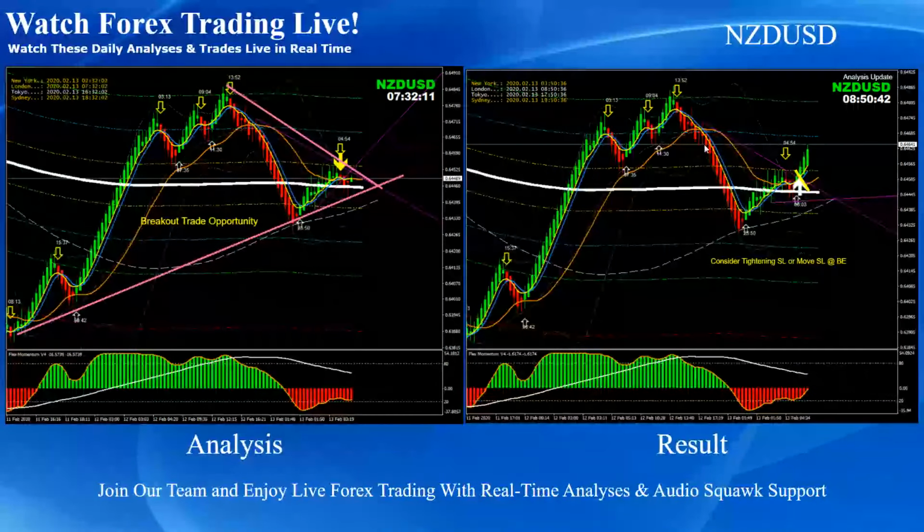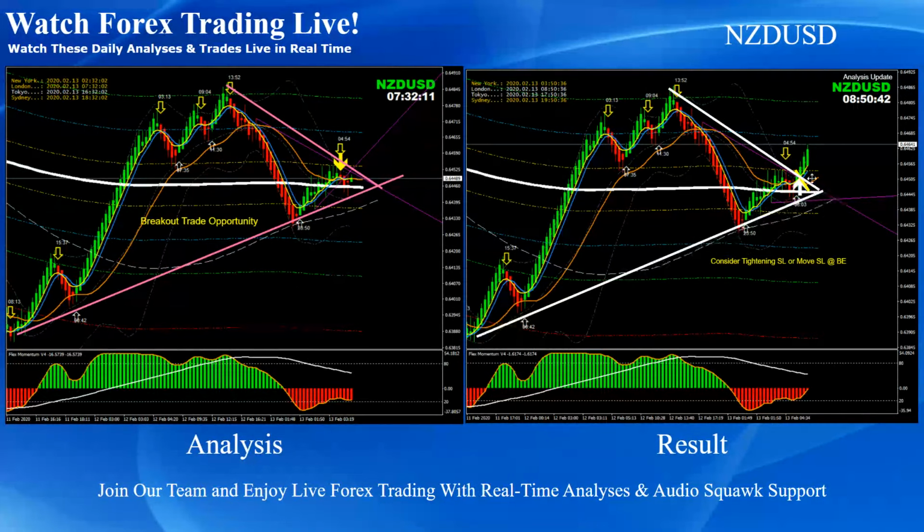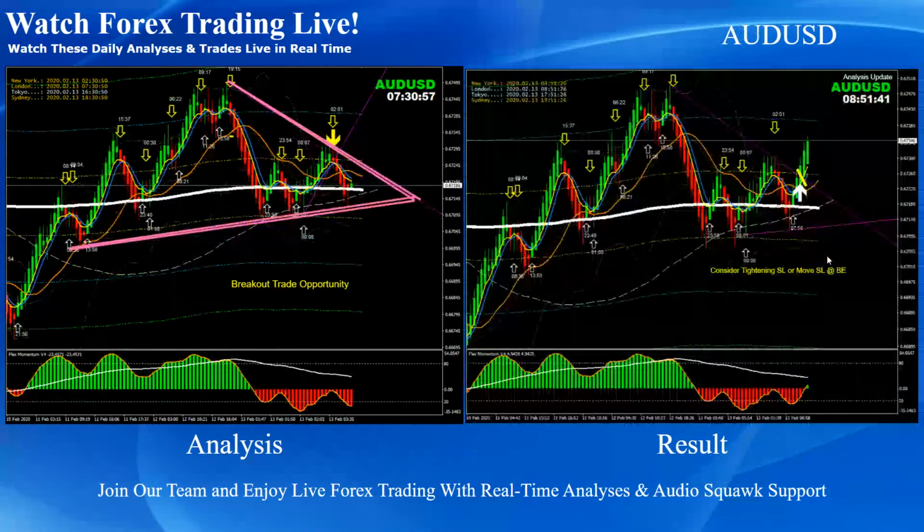Kiwi dollar, again, we had another triangle pattern, as you can see mentioned in the analysis, and our first target would be the first fib channel, which price nicely hit. Aussie dollar, pretty straightforward. Again, this was the triangle pattern breakout, a beautiful long trade, and price hit the first target.